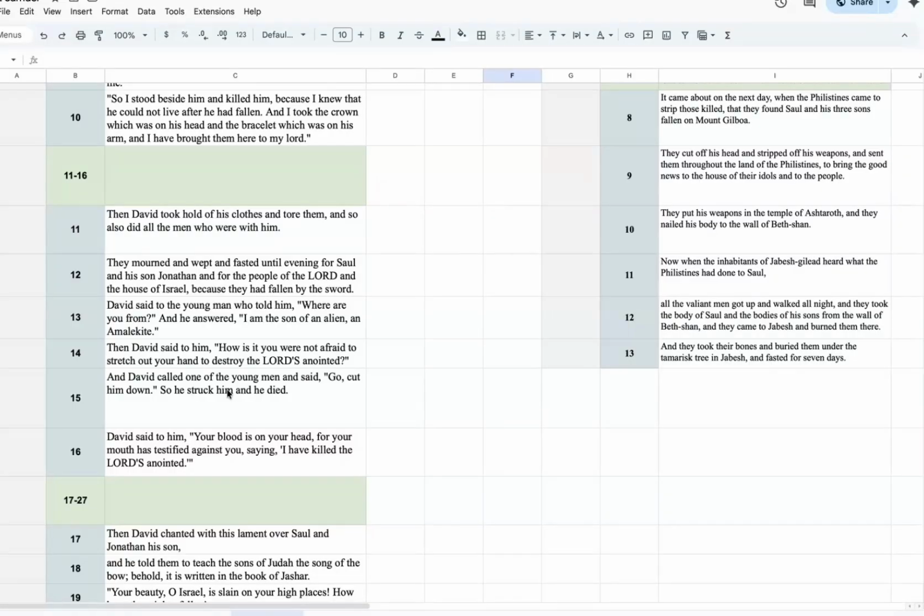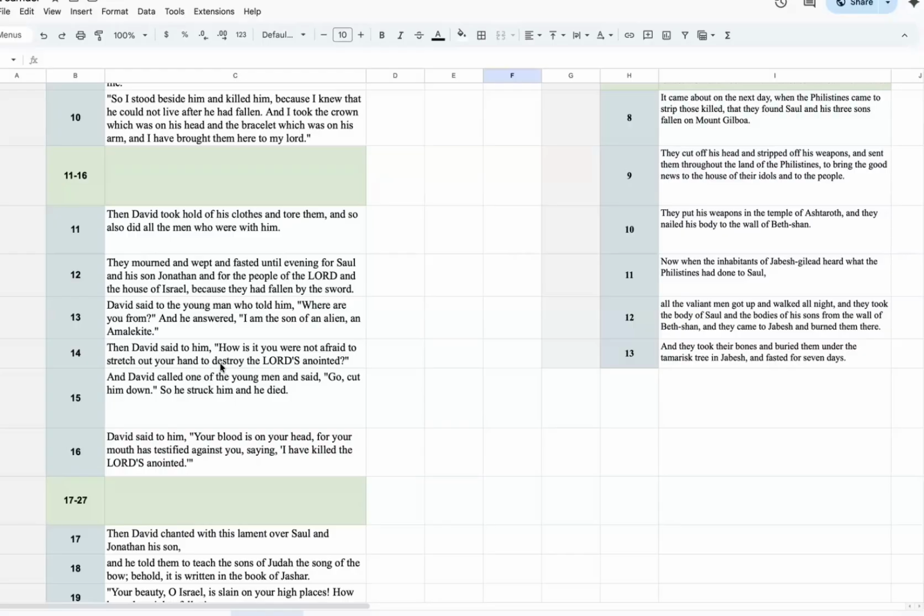Or David just was like, hey, you said it, okay, but still kind of doubts it. I don't know. But the problem is he's saying, your mouth testified against you. You could have just given him the crown and kept your mouth shut, buddy. If we're going to go deeper into application, don't lie, don't lie, don't lie. This is a real extreme case of the consequences of lying and the motives behind lying. Don't lie.